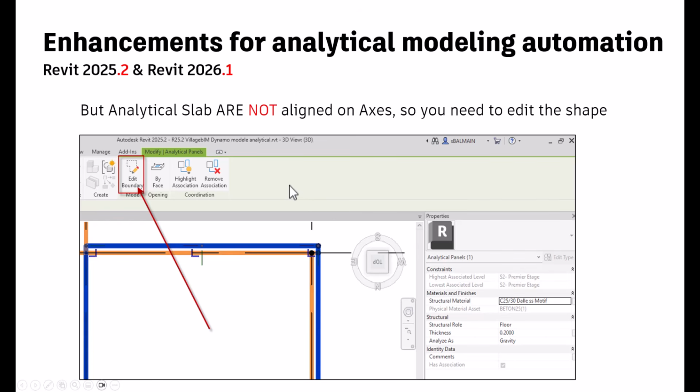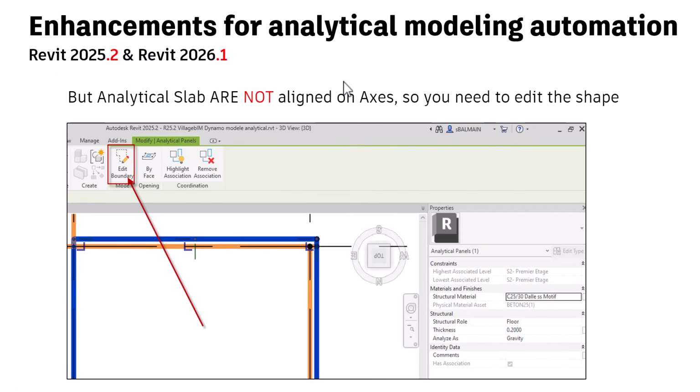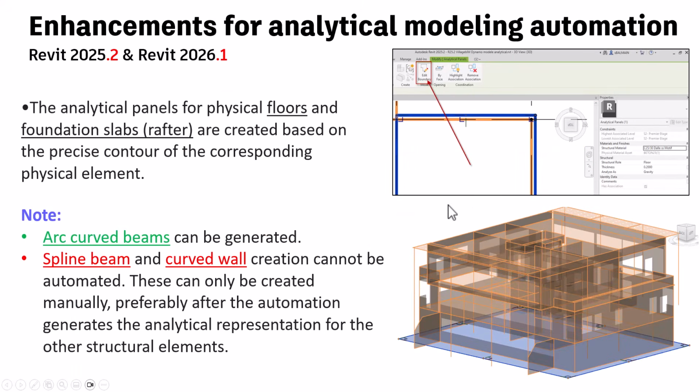Of course, I would love to say that now slabs are aligned, but still, like in Revit 2025.2, they are not. So at the end, you need to edit the boundary to change. But since, like in 2025.2, now you can see that all that has been created is on the axis, and you can see the axis in 3D. You can easily edit and change the elements.